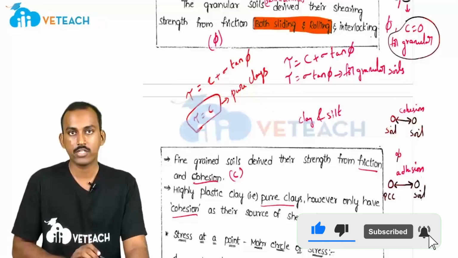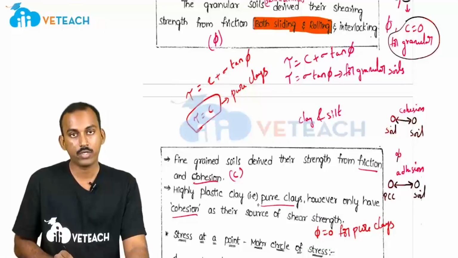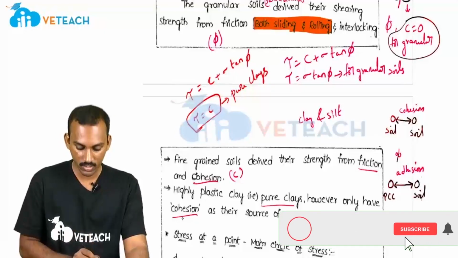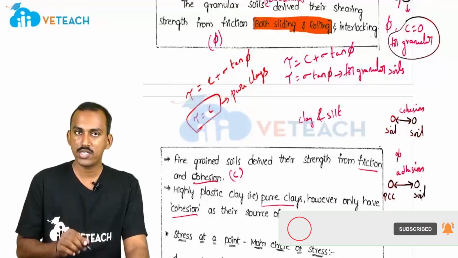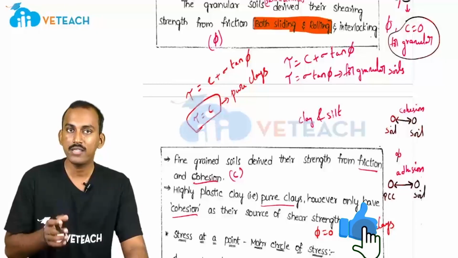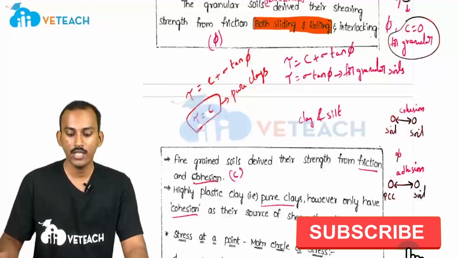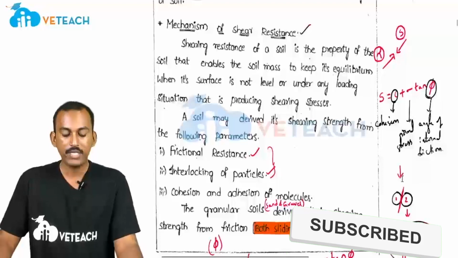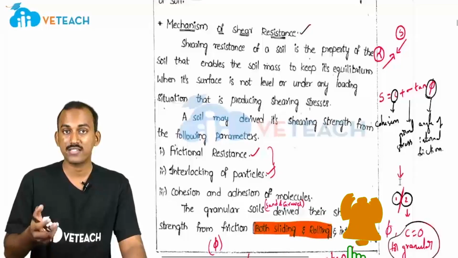Okay, this is the equation. So for highly plastic clays or pure clays, cohesion is the only source of shear strength. For the granular soils, phi is the only source of shear strength. So these are the three major parameters that possess the shear strength of the soil.